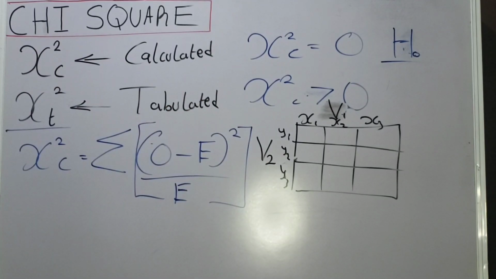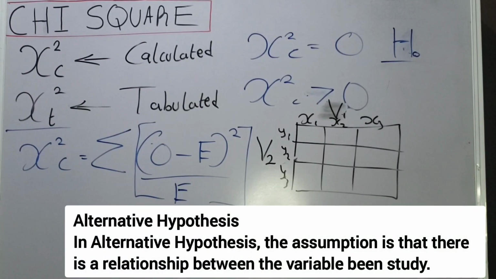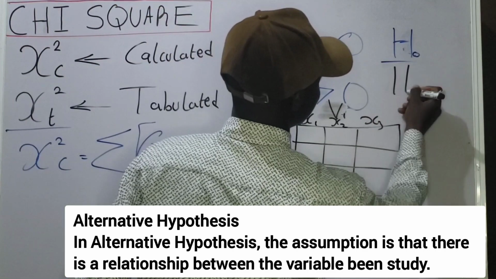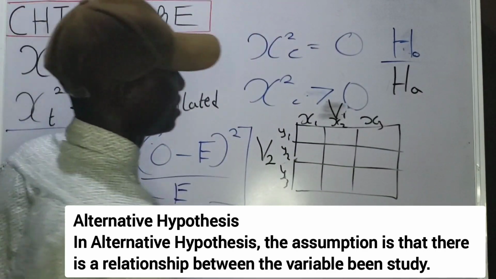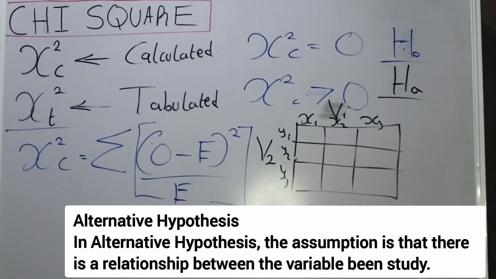Now, the second hypothesis that we're going to talk about is the alternative hypothesis. Let me just give you the symbol. The alternative hypothesis is represented by HA. In this hypothesis, the assumption is that there is a relationship or effect between the variables being studied. If we use the same example between gender and voting preferences, in the alternative hypothesis, the assumption is that there is a relationship between them. That is, gender has an effect on voting preferences. That is, gender determines the person that the populace wants to vote for. So that is the effect, and that is the alternative hypothesis.